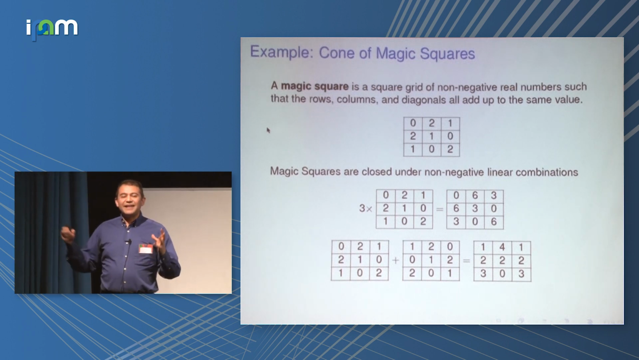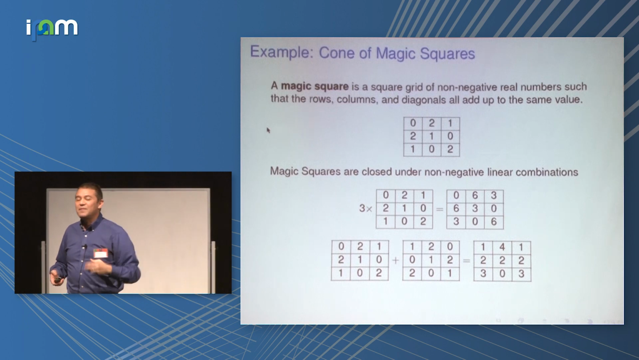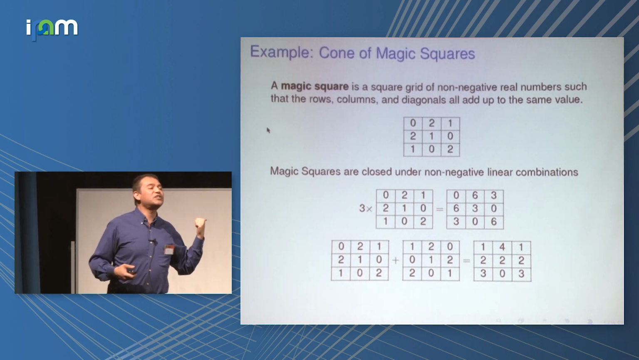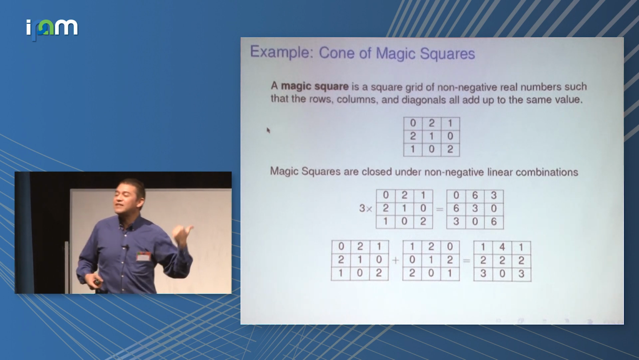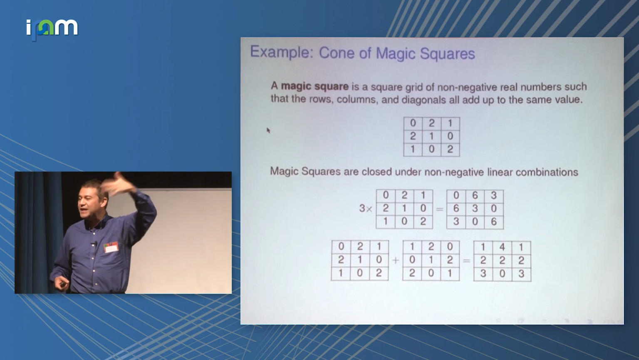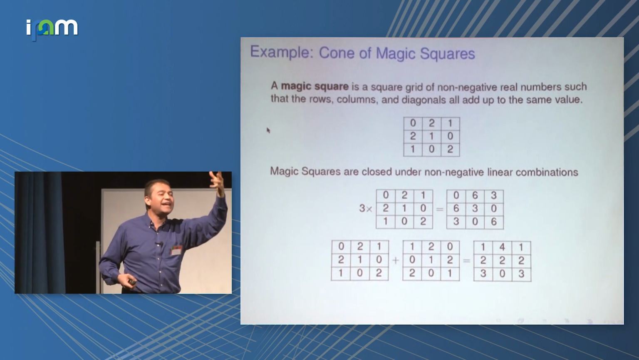So here is where you remember my great-great-great-grandfather, the Weyl-Minkowski theorem? So I described a cone to you. How am I describing this cone? Do you see how I'm describing this cone? I'm describing this cone by linear equations. You see? The row sums and the column sums have to be equal. The diagonal sums have to be equal, right?